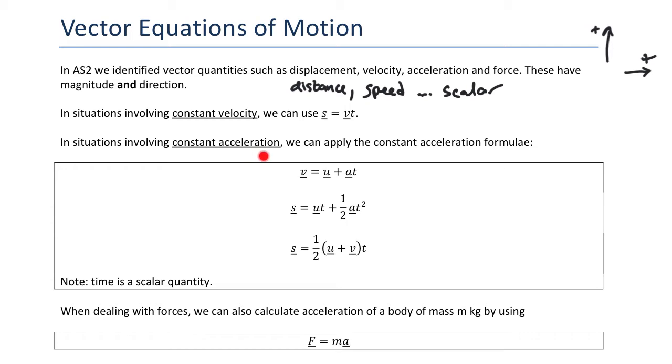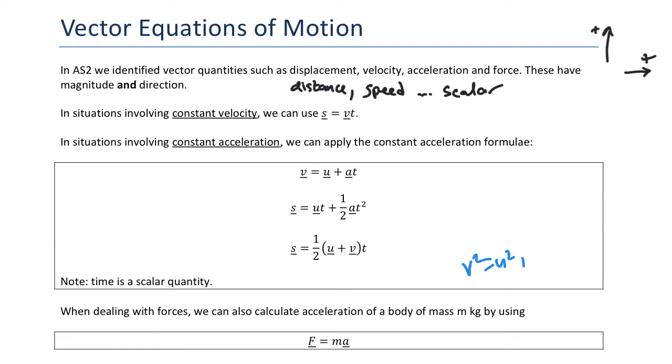In situations involving constant acceleration, we can apply the constant acceleration formulae as well. So we've got v equals u plus at. So again, the v, the u, and the a all have directions, whereas time doesn't, so they're all underlined and time isn't. s equals ut plus a half at squared, and we'll notice that the t, the half, and the t squared aren't underlined because they're not vectors. And s equals a half of (u plus v) times t, where we've got the u, the v, and the s underlined. Now you'll notice we haven't got v squared equals u squared plus 2as.